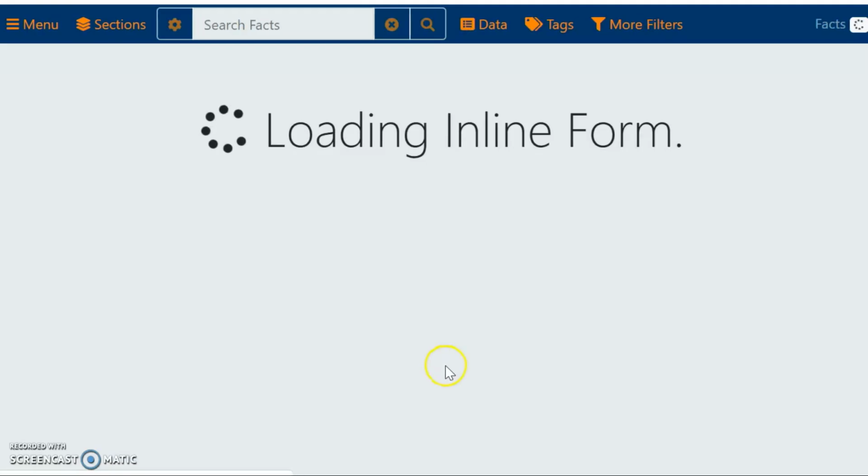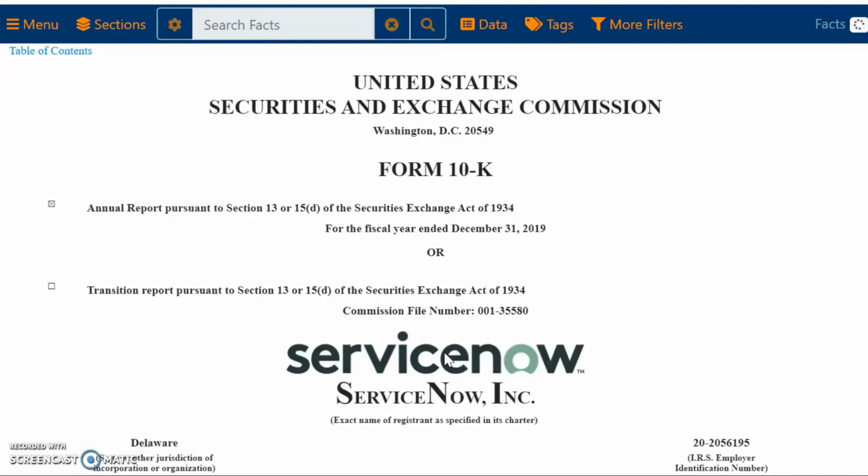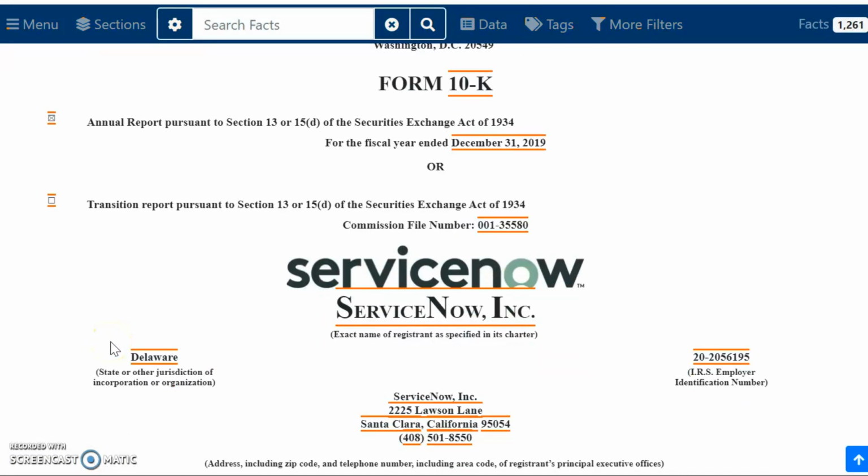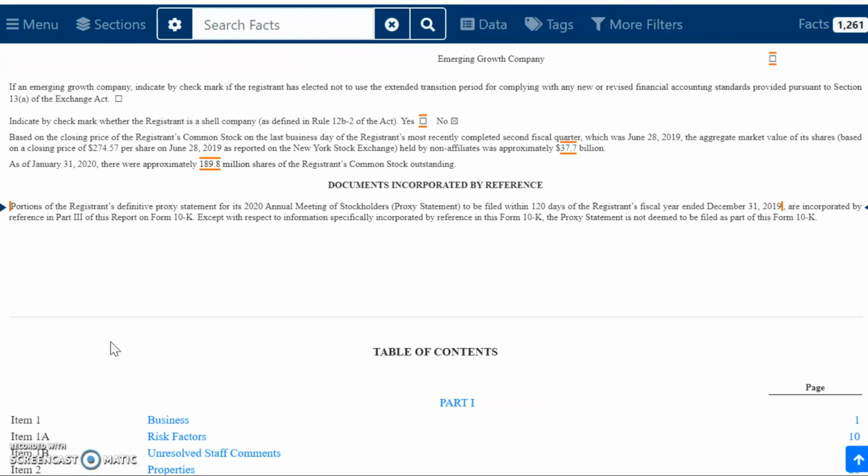You can also look at the quarterly reports, but the 10-K is really my favorite because it just tells you everything you need to know about the company. Between this and the proxy statement, you're going to know exactly what you're getting yourself into.